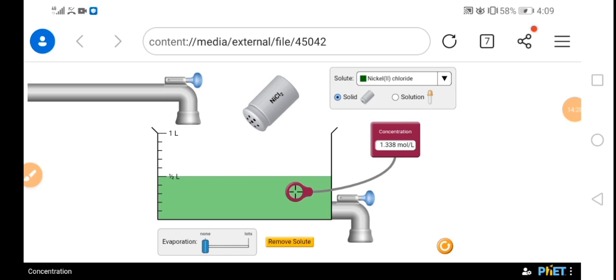Take note, very important. In as much as you are dissolving something, the number of moles of the substance you are dissolving and the volume of the solvent will affect the concentration of the solution. This is my introduction under concentration.